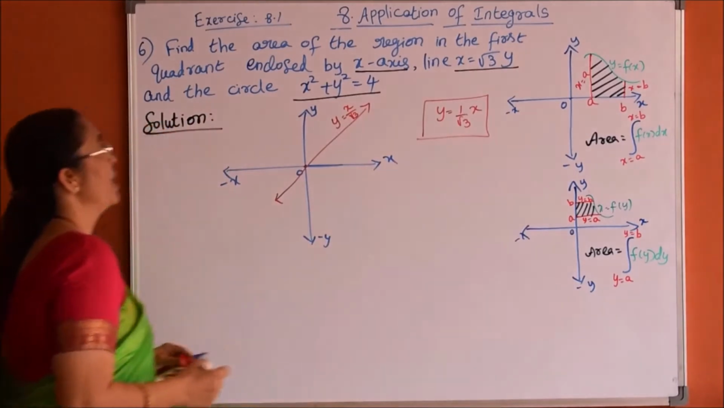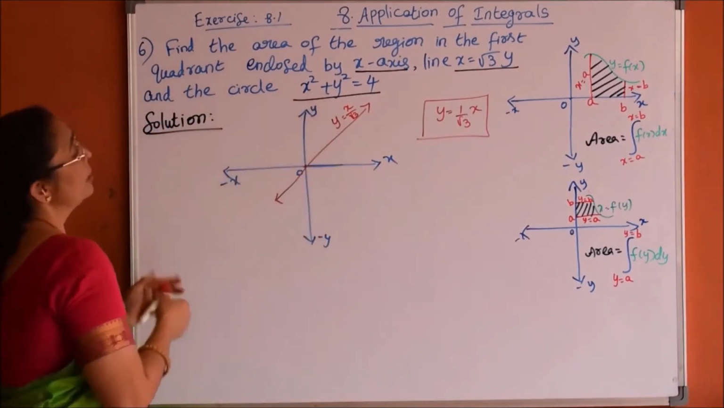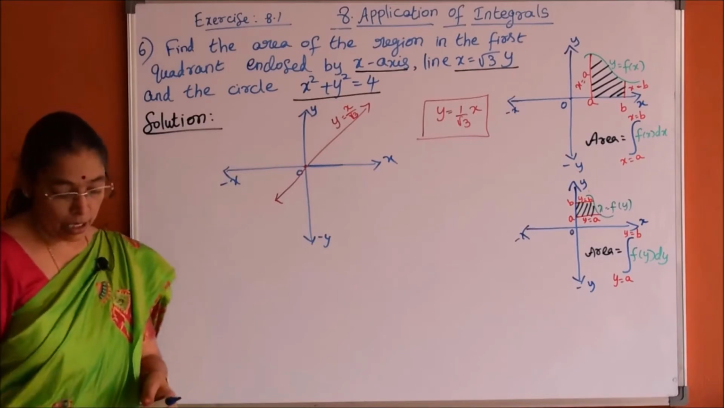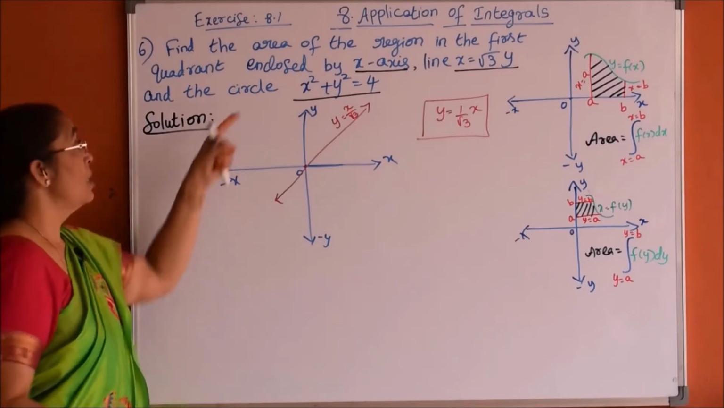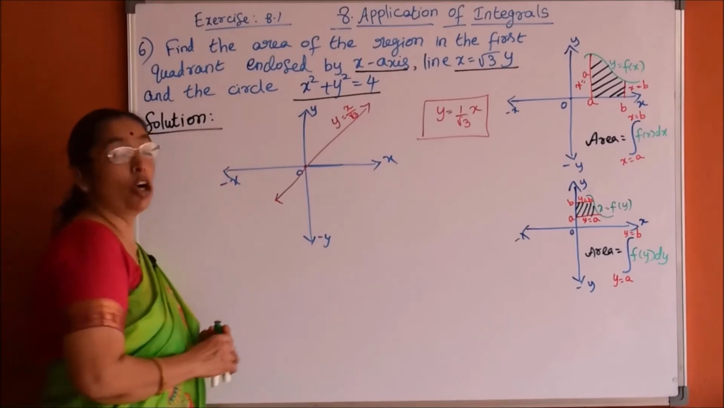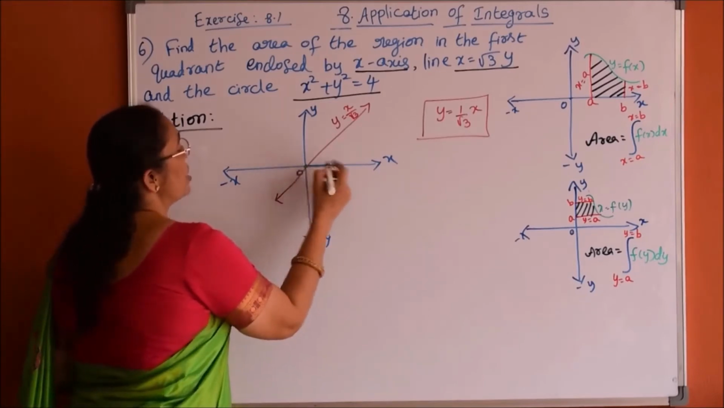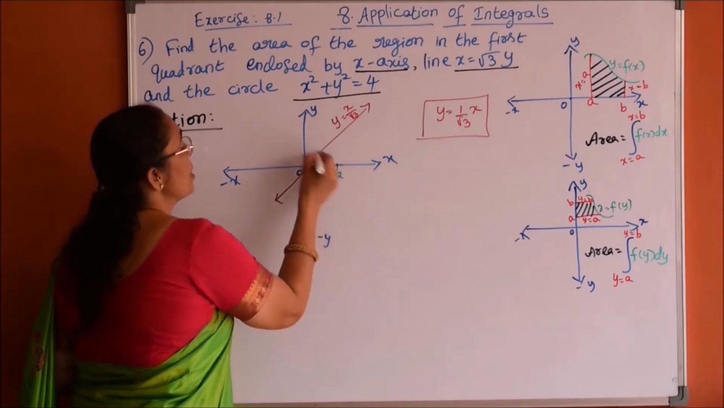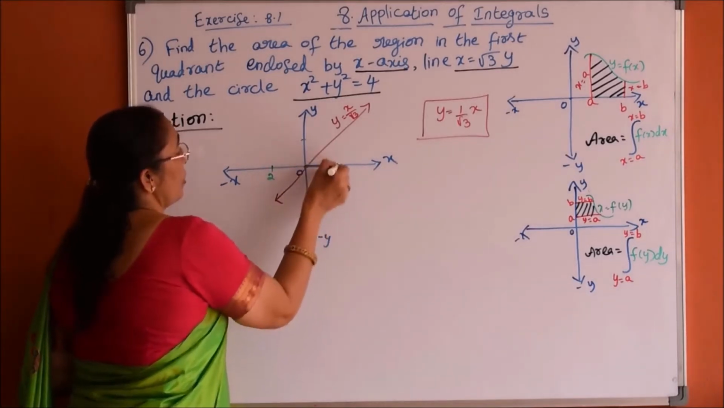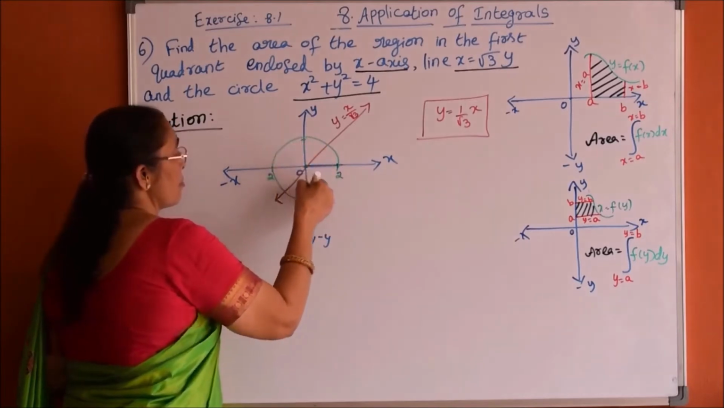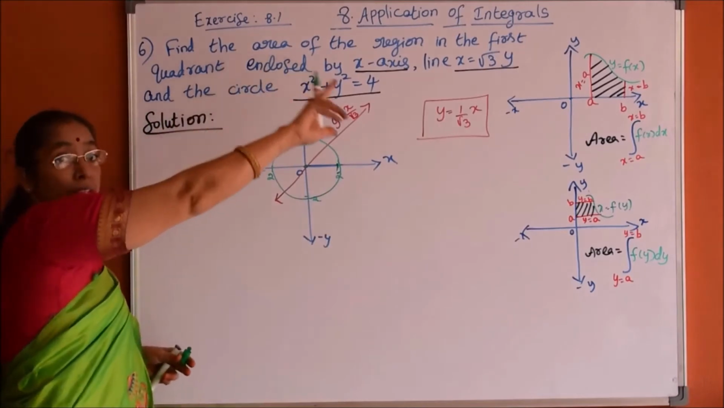Now next one, already y is equal to x axis, one line we are having. Third condition, the circle x square plus y square is equal to 4. So how is the circle? Circle is having center at origin and radius 2 units. So the circle is like this. Fine? Yeah. We sketched now all the given graphs.